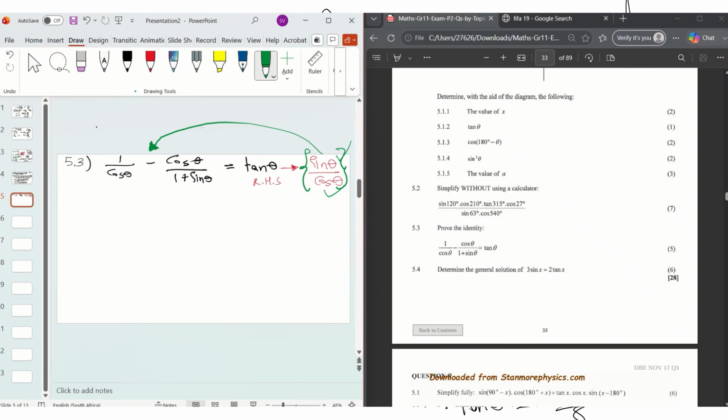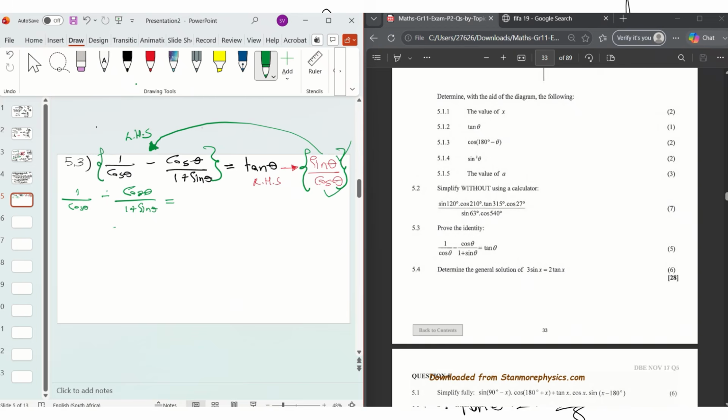Okay. And always, guys, another thing, when you are doing identities, you must always choose the complicated side. So we're going to choose our left hand side because it is the most complicated of the two. Okay. So now how are we going to do this one? Here, guys, as you can see, we have a denominator of cos theta and 1 plus sine theta. So we'll look for the common denominator. So what you're going to do there, you're just going to say 1 over cos theta minus cos theta divided by 1 plus sine theta.